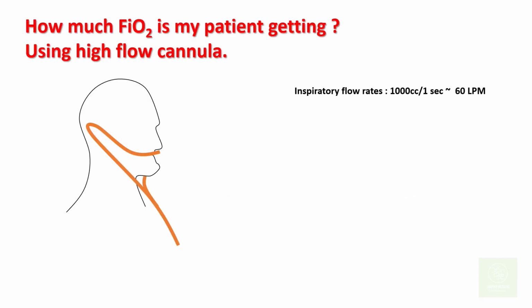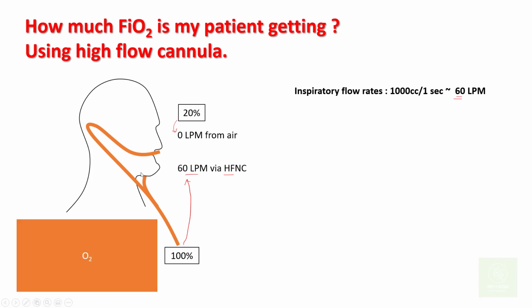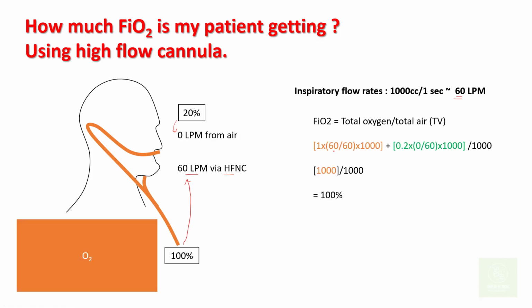So high flow cannulas can give you higher inspiratory flow rate. So let's take our same example in respiratory distress, whose inspiratory flow rate was 60 liters per minute. And now I am providing him 60 liters per minute via the high flow nasal cannula. So during inspiration, he's getting 100% oxygen from 60 liters, but he is not getting anything from the air now. So you would be able to provide him with 100% oxygen. It's the same calculation, but instead all the flow is coming from the high flow nasal cannula instead of air, which is now 0.